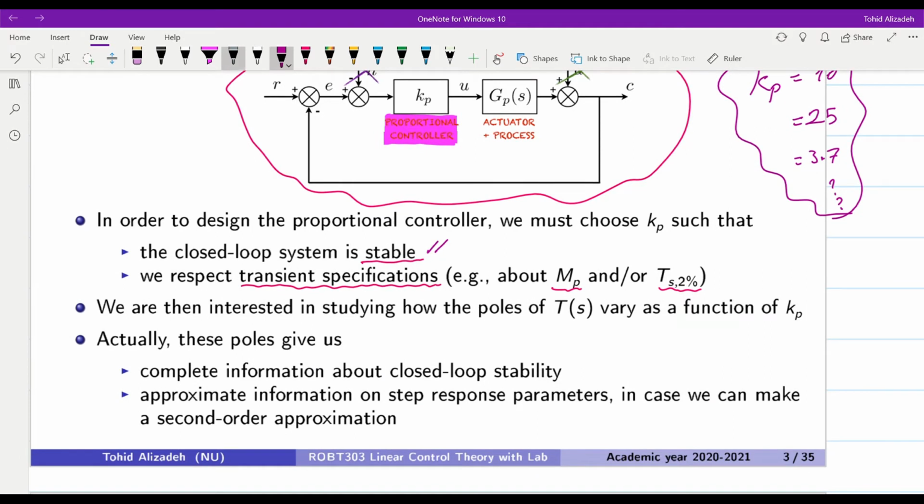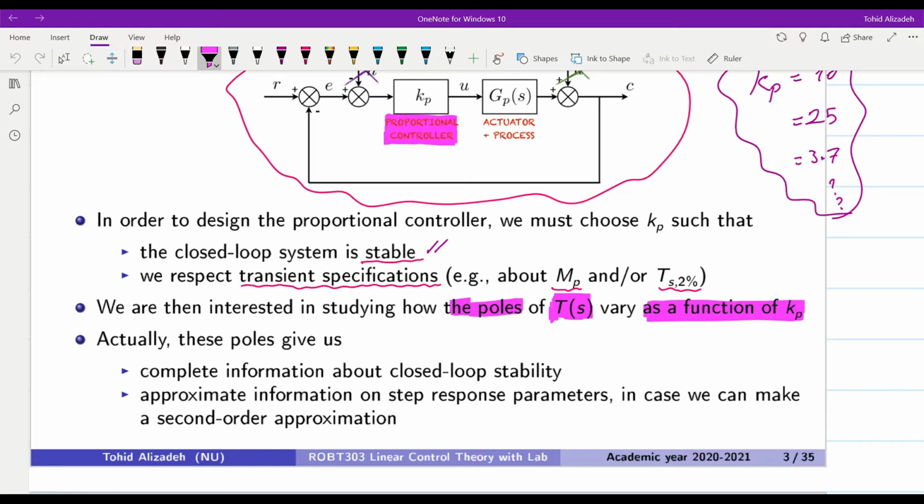So we will find out the transfer function T of s, and over there we will find out the location of the poles of T of s as a function of Kp. We will see that as Kp changes, let's say from 0 to plus infinity or from minus infinity to 0, the location of the poles of T of s will change, will vary. This is something that we already have seen, and then we will specify how this change happens.